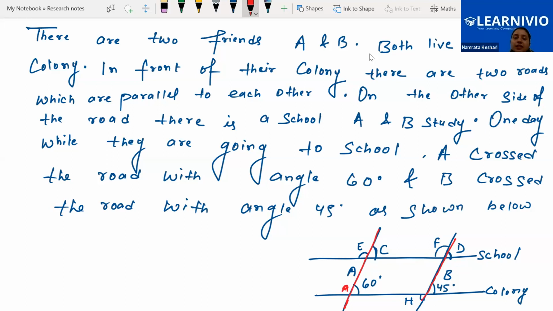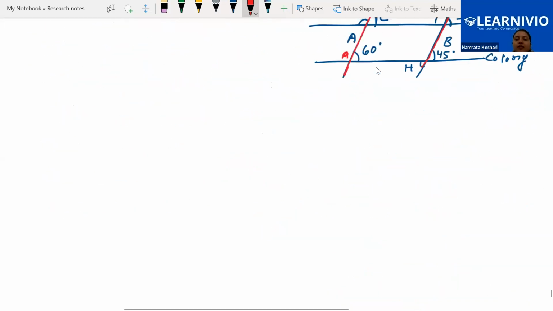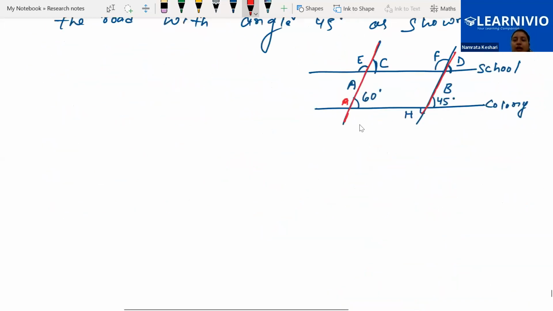Now we will completely focus on the figure. Okay, story we understood. Two persons are there and they are trying to go. A is living over here, B is living over here. This is the place A is living. This is the place B is living. And a parallel road is going on from there, and on the other side of the road, there is a school. That's what we know.